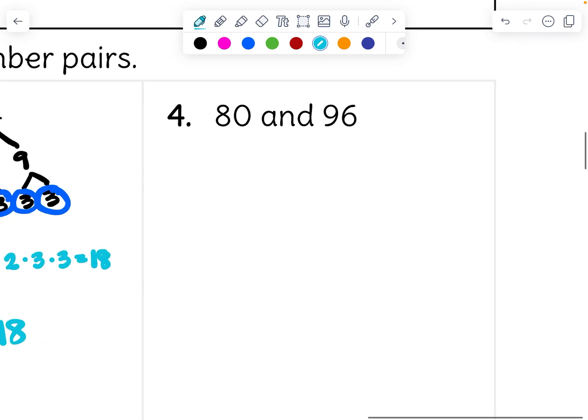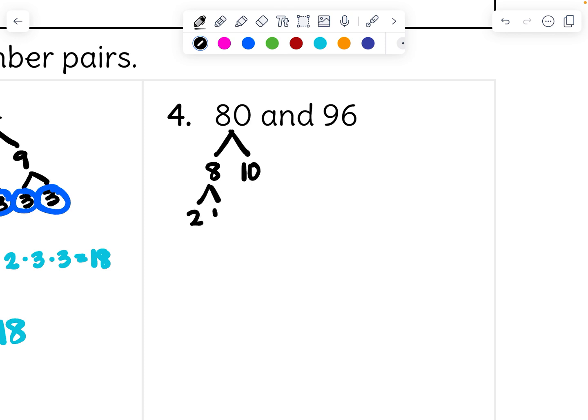Let's do the same thing for number 4. We have 80 and 96. So I'm going to make my factor tree for each of these numbers. So for 80, what can I multiply to get 80? I can multiply 8 times 10. For 8, I can multiply 2 times 4. 2 is a prime number, so I'm going to stop there.